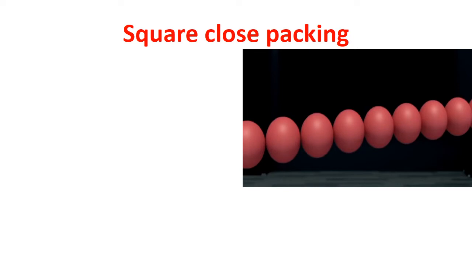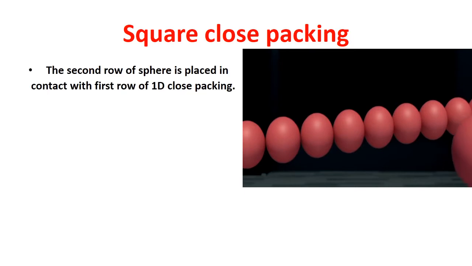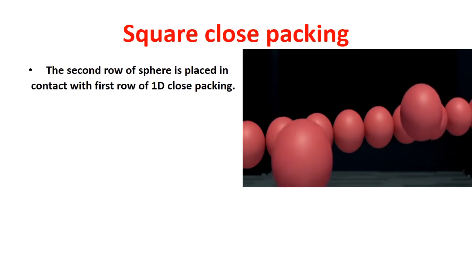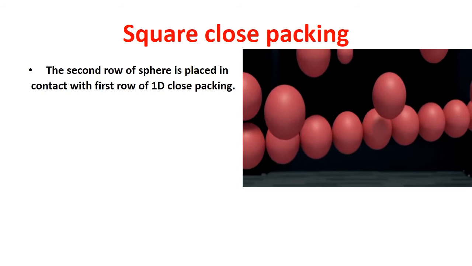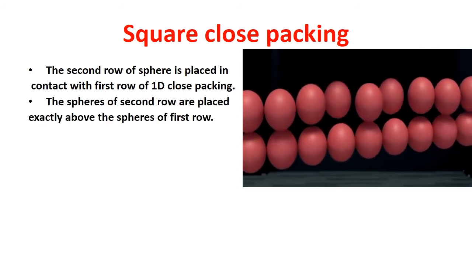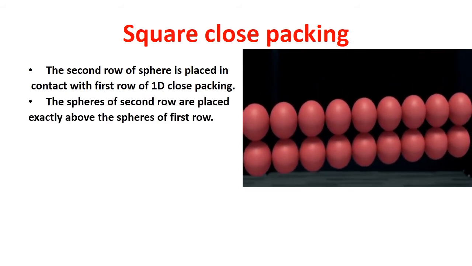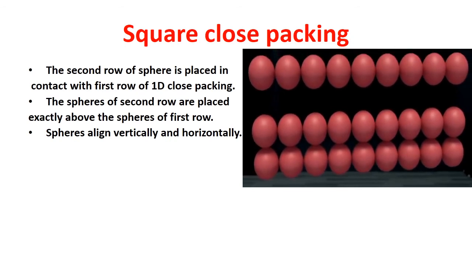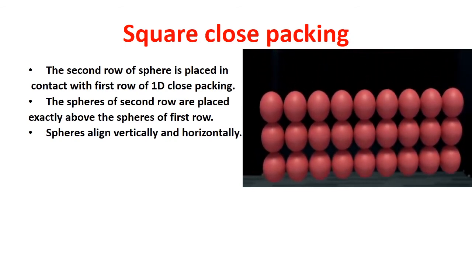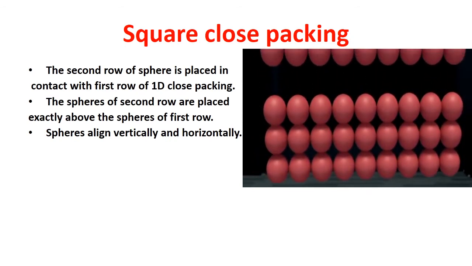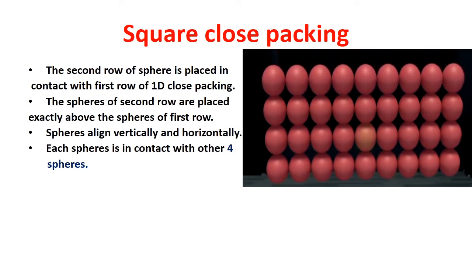In this type of packing, the second row of spheres is placed in contact with the first row of 1-dimensional close packing in such a way that the spheres of the second row are placed exactly above the spheres of the first row. In such an arrangement, the spheres are aligned vertically and horizontally. In this arrangement, each sphere is in contact with 4 other spheres. So the coordination number in square close packing is 4.